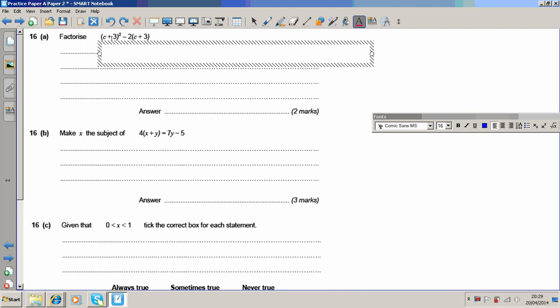What have I got which is common to both the first term, c plus 3 squared, and the second term, 2c plus 3? Well, there's a c plus 3 in both of them. So that's what I take out of the brackets. Now inside the brackets, I need another c plus 3. Because then c plus 3 times c plus 3 will give me c plus 3 squared minus 2. Because 2 lots c plus 3 will give me that there.